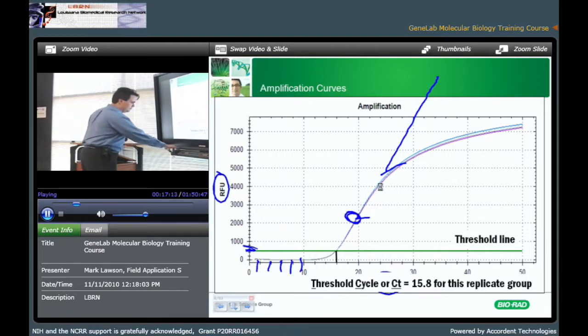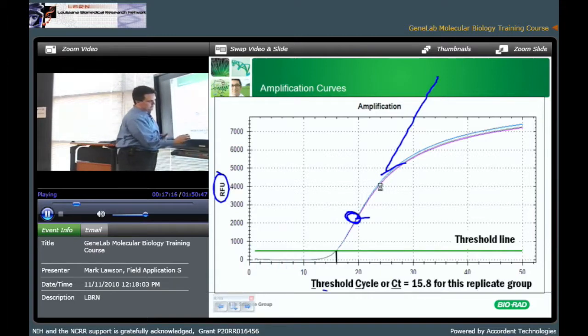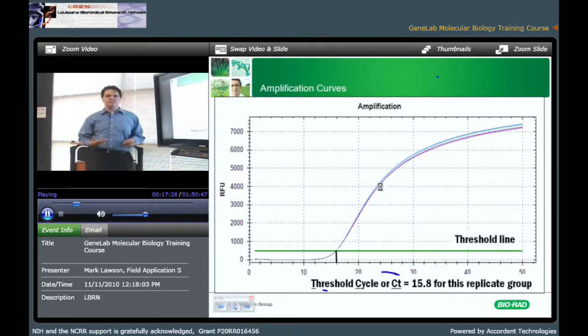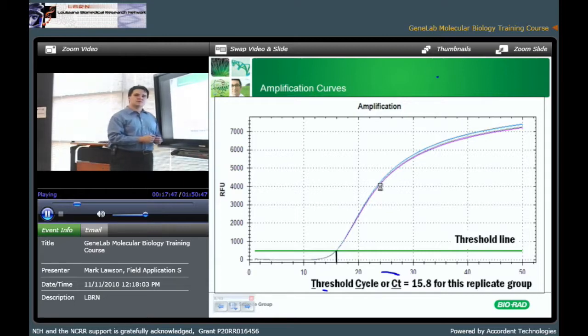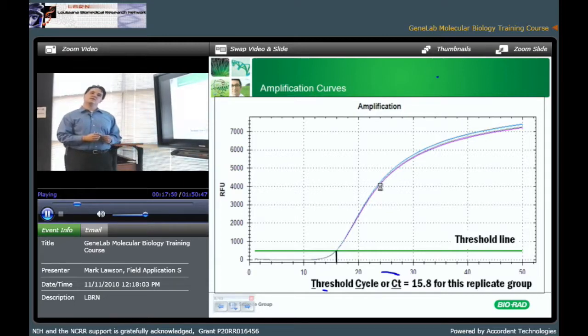Now it's interesting, but not all that important, that you note that the CT value for this replicate group is 15.8. That is, we measured it and we determined that the intercept point is at 15.8. But there's not really any such thing as 15.8. 15.8 doesn't really exist. Right? Can anyone figure out why there's no such thing as 15.8? Because cycles are discrete. That's correct. Very good and very well said.